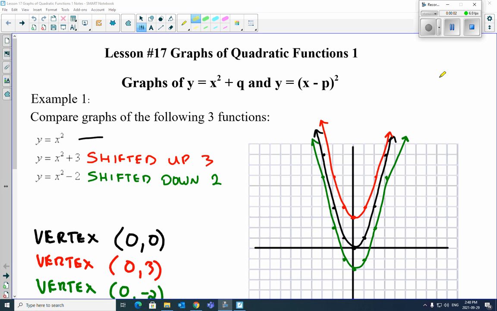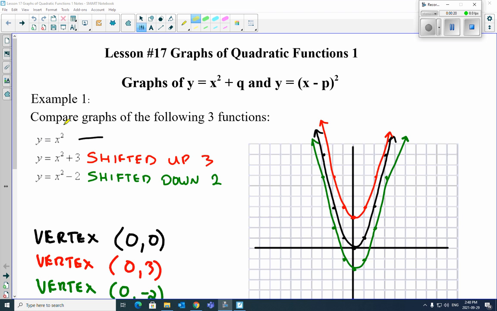Okay, grade 11 pre-cal, lesson 17, graphs of quadratic functions 1. What we're going to do is start taking quadratics and doing the basic concepts to them. If you look up here, we're going to do y equals x squared plus q on the outside, and then y equals (x minus p) squared, so it's on the inside of the brackets. Okay, so let's look at the first one.